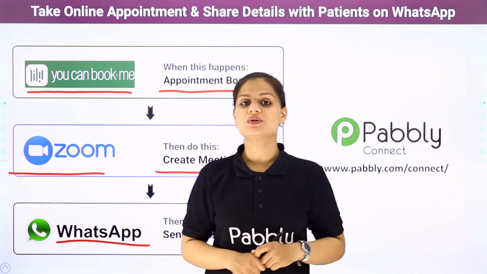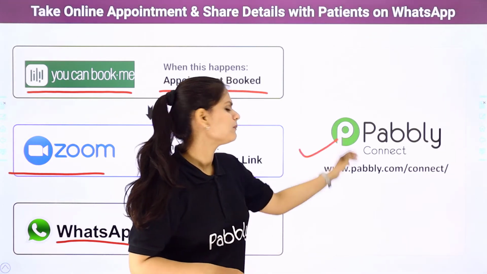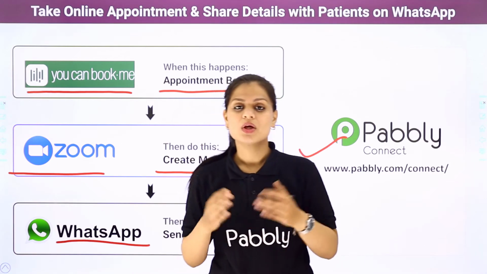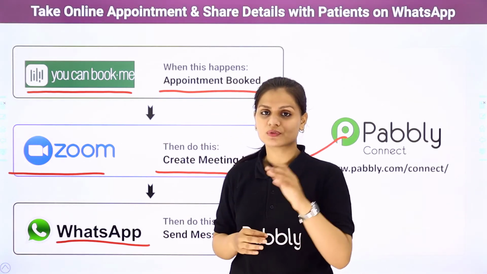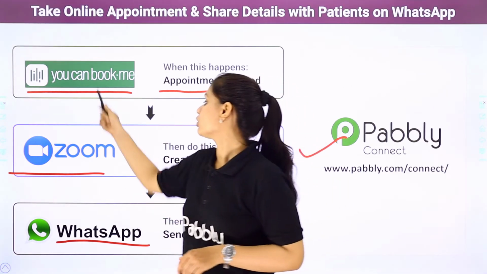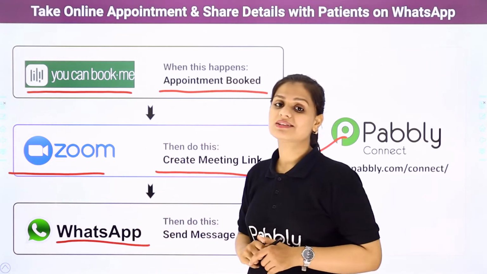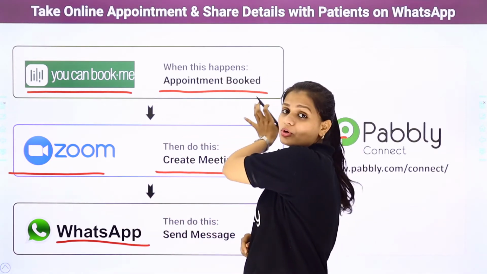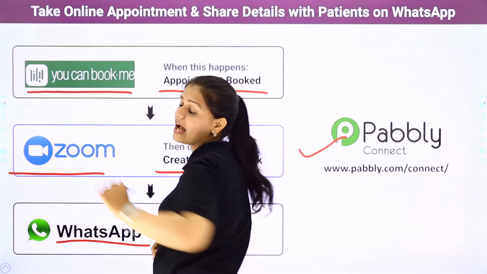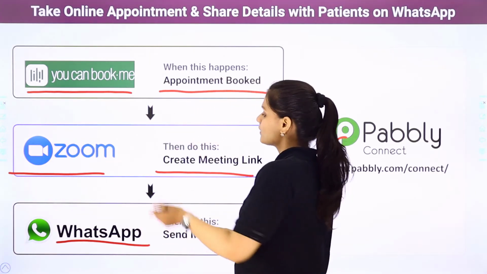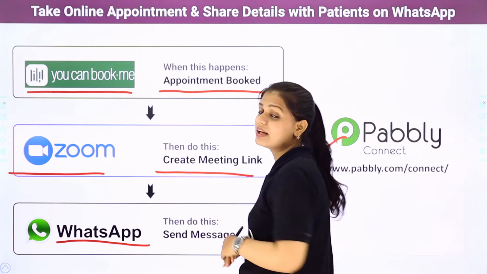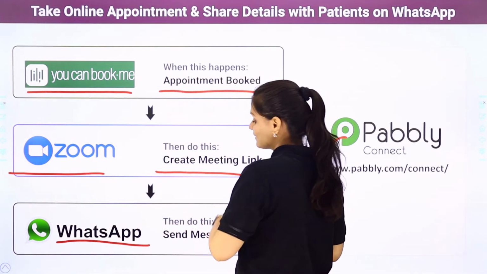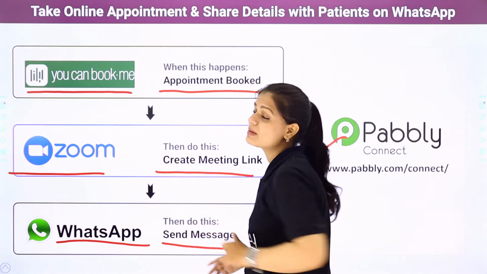In this video, I'm going to use Pabbly Connect. Pabbly Connect is an automation and integration software. With the help of Pabbly Connect, an automation will be built between all these applications. Every time an appointment is booked by a patient with the page I have created in You Can Book Me, a meeting link will get created automatically in Zoom, and the same details will be sent to the patient's WhatsApp automatically.